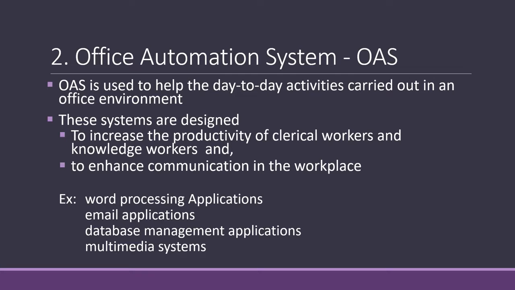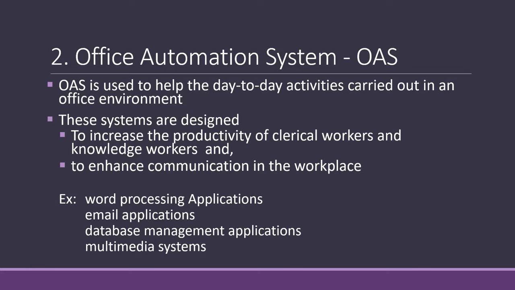The next type of information system which we are going to discuss is the office automation system. These types of systems, also known as OAS, are used by an organization or an office to carry out their day-to-day activities. These systems can be used instead of manual systems in order to increase the productivity of the clerical workers and the knowledge workers as well, and also to enhance communications in the workplace.